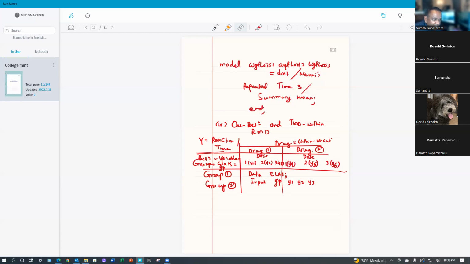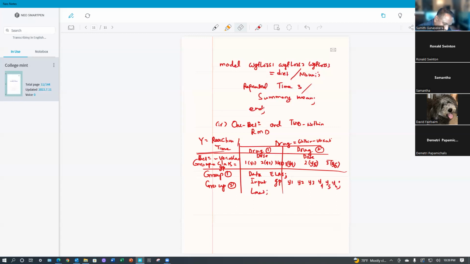Rather than calling 1, 2, 3 again, I can call them 1 1, 1 2, 1 3, and then 2 1, 2 2, 2 3. Either way, it doesn't matter; you can label it any way you want. So under drug 1 we have labeled the doses Y1, Y2, Y3. Then under drug 2, Y4, Y5, Y6 are the same 3 doses.